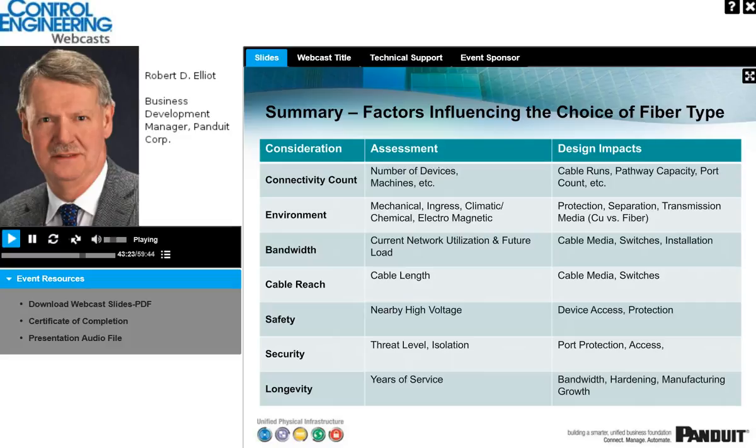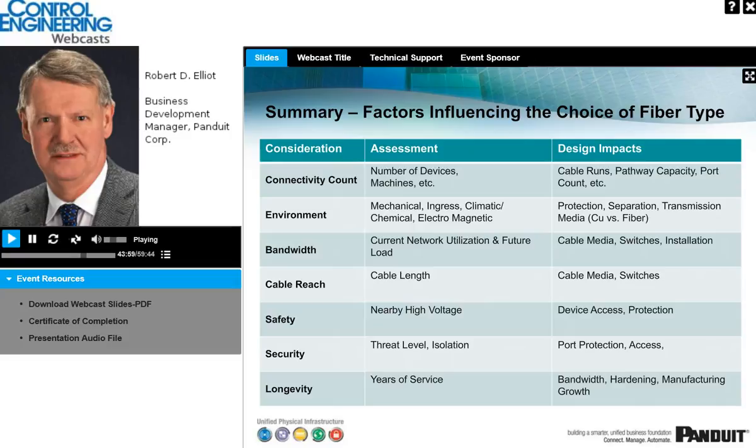So leading towards the conclusion here, a summary of some of the factors that influence the fiber type. Obviously the connectivity count, or how many fibers would you include in that armored or that distribution cable. Obviously that depends on the number of devices and the number of machines. The environment itself, what level of protection has to be provided by that fiber? Is there anything else in the vicinity, for example, copper cabling or power cabling?